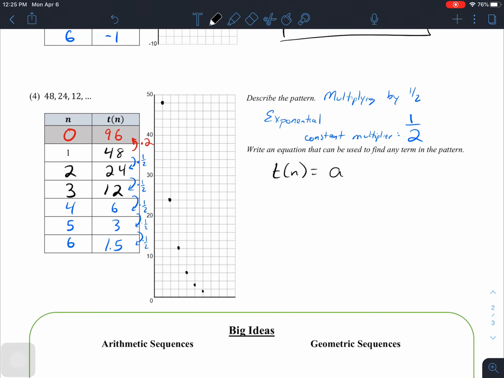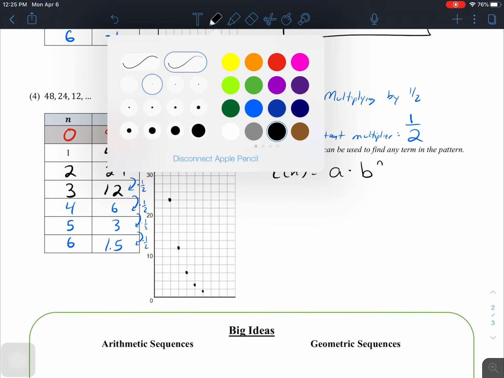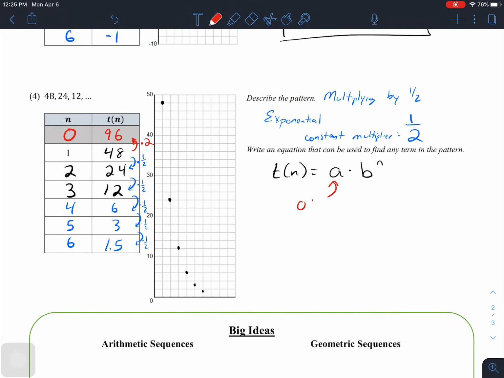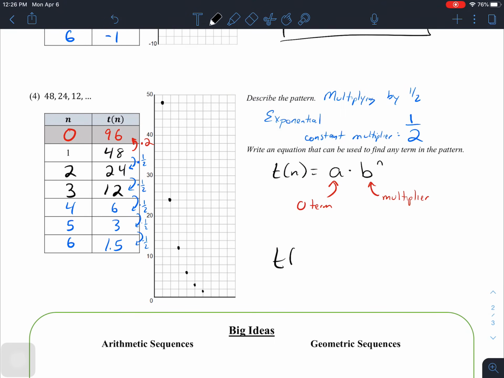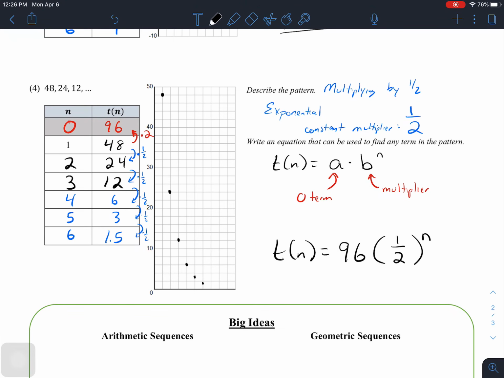So the formula we have here is T of n equals A times B to the n. And in this case, remember, A is your zero term, B is the base, B is your multiplier. So if I want to write the equation here, I have T of n equals, my zero term looks like it's 96, my multiplier. And this is why we write it as what you multiply by, 1/2 to the n. And so there's your equation.